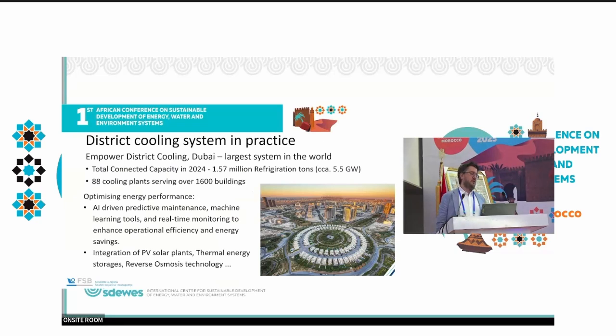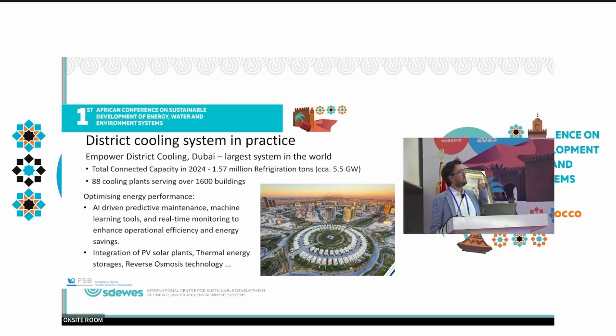Of course, we can't talk about district cooling systems without mentioning Dubai, the largest system in the world. Total capacity around 5.5 gigawatts, 88 cooling plants, almost 1,600 buildings. Extremely efficient system with the most advanced operating and regulating tools, integrating PVs, thermal energy, reverse osmosis, and so on.